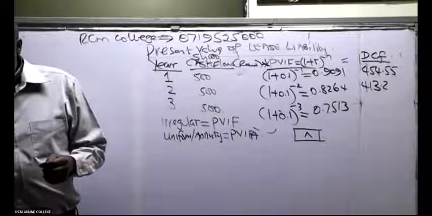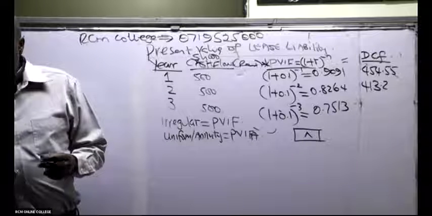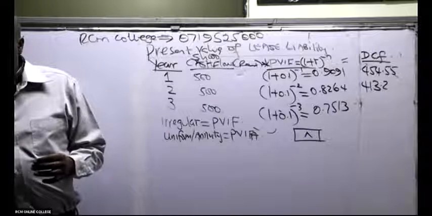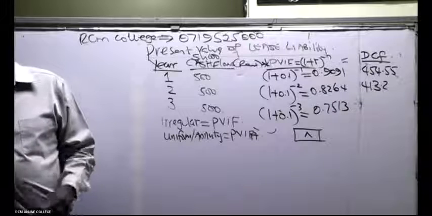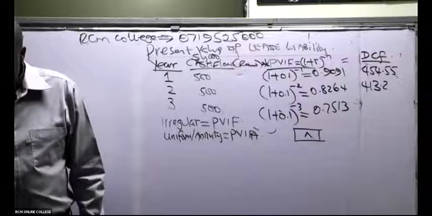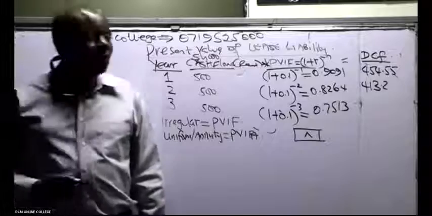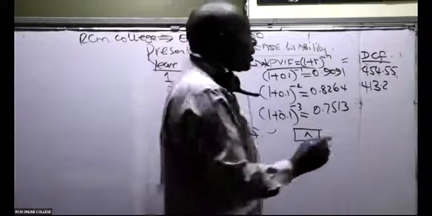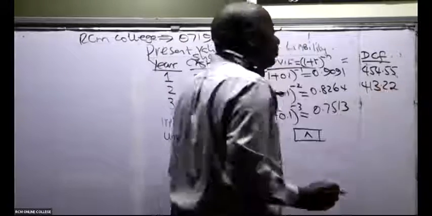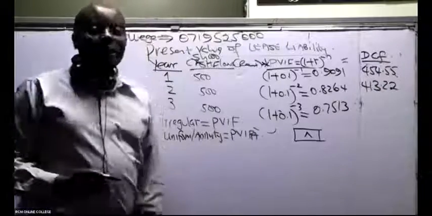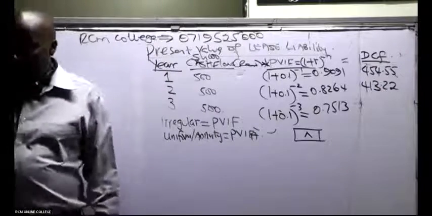So the last answer is 375, 413.2. 413.2. That's for year 2. For year 3, 375.6. I wish you guys would round off to 2 decimal places. 2 decimal places will be quite accurate for us. The more the decimal places, the more accurate we are.